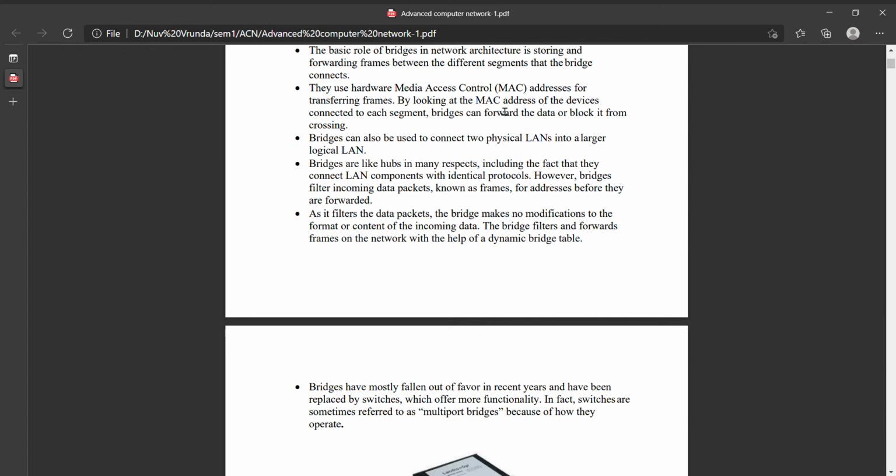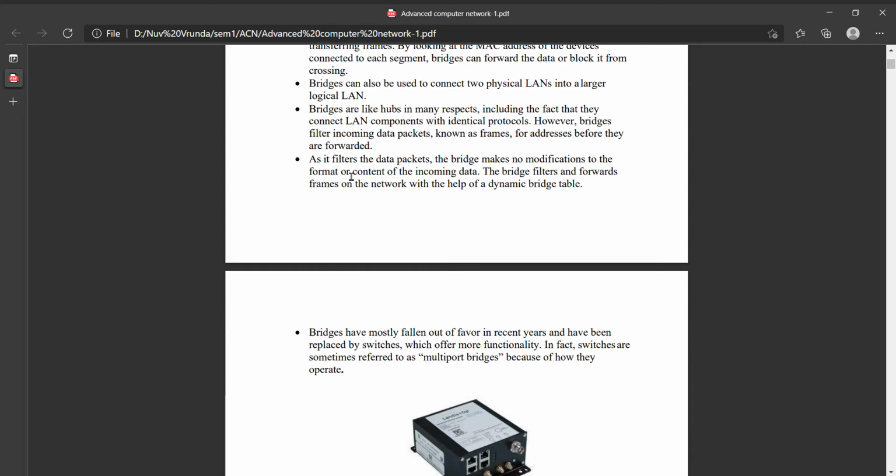By looking at a MAC address, the device is connected to each segment. Bridges can forward the data or block it from crossing. So this is the basic work of a bridge. A bridge can also be used to connect two physical LANs into a larger logical LAN. Two logical LANs means we can connect two different networks, like LAN 1 and LAN 2. So we can connect both using a bridge.